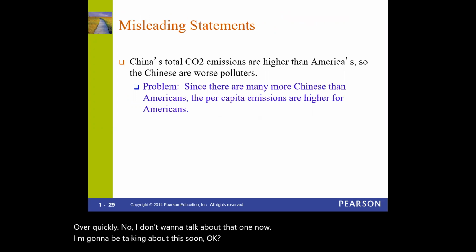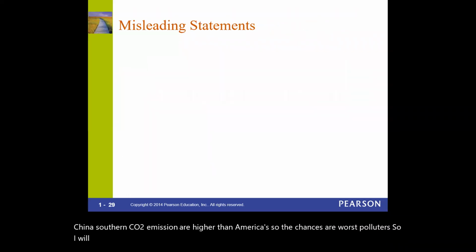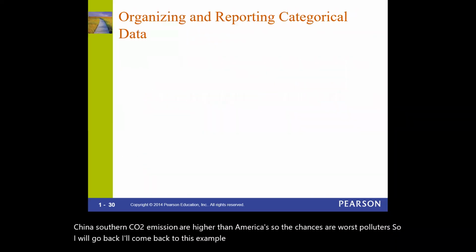As you can see, this one says, China's total CO2 emissions are higher than America's, so the Chinese are worse polluters. I'll come back to this example soon. So let me just go over that one first.